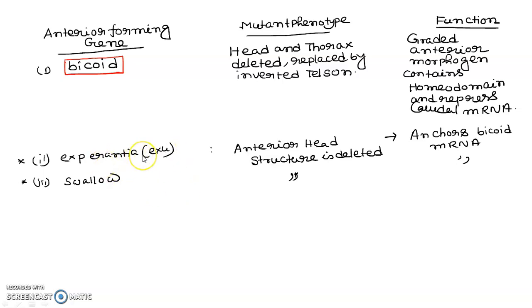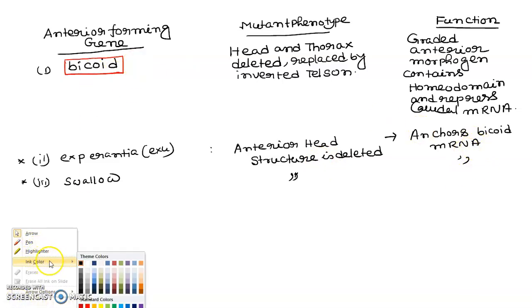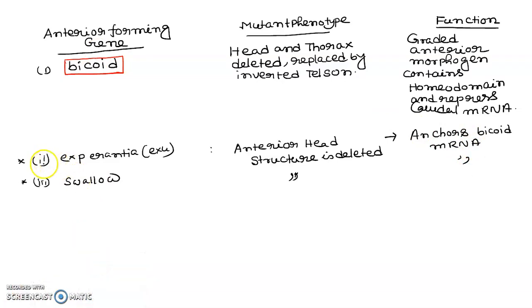Now, in the exuperentia mutant, the anterior head structure is deleted. If exuperentia is mutated, the anterior head structure is deleted. It anchors bicoid mRNA. Actually bicoid is the major one, and these two proteins also play important roles, but they are secondary. The major one is bicoid, which plays an important role in anterior or head formation in the Drosophila embryo.